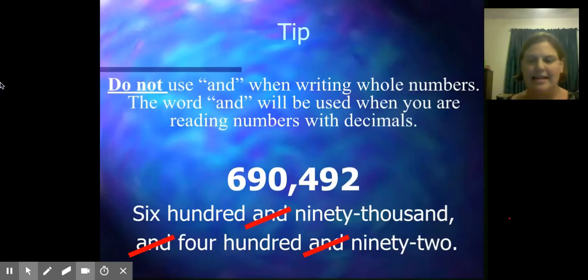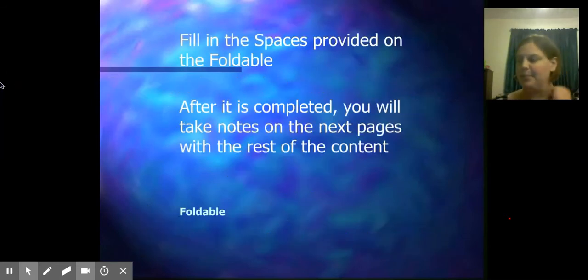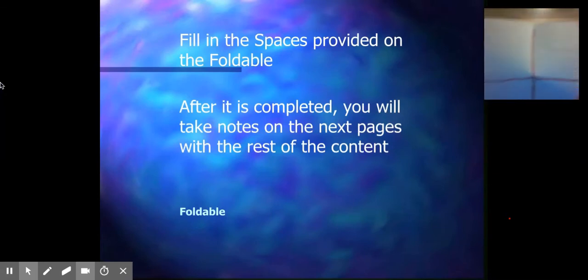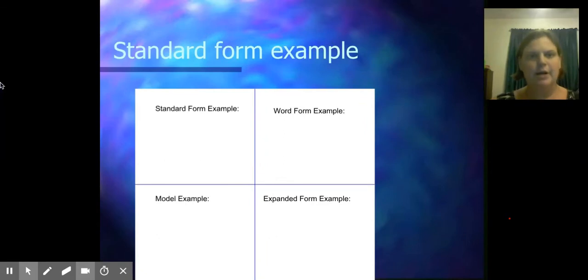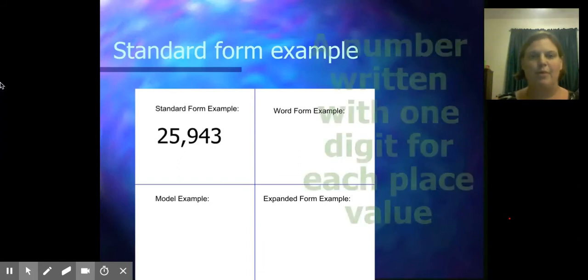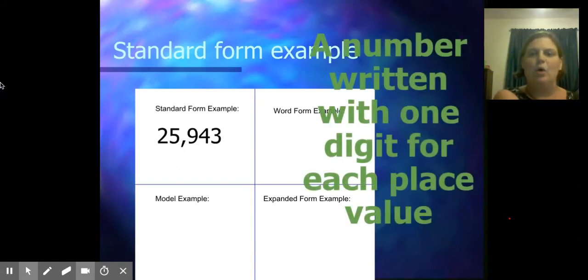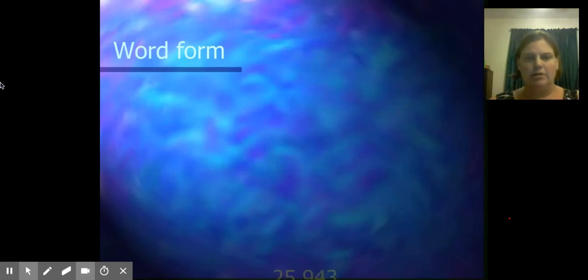Inside your foldable, there's a space that looks similar to this. You're going to follow along and complete it as is. My standard form example is 25,943. Remember, standard form is when there's a number written with one digit for each place value. Sometimes this is 0, but there's always a number. If you did not get that in standard form, there is the number again. Please press pause and make sure it's there. If at any time you need to, press pause so that you can write it down.